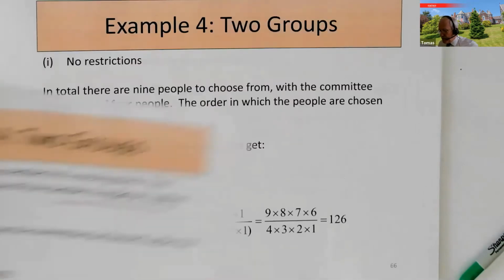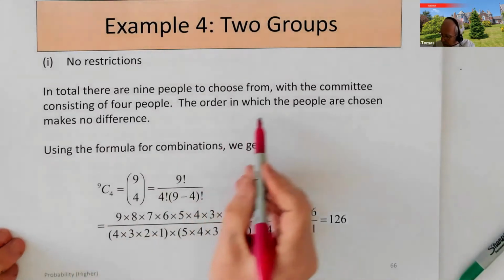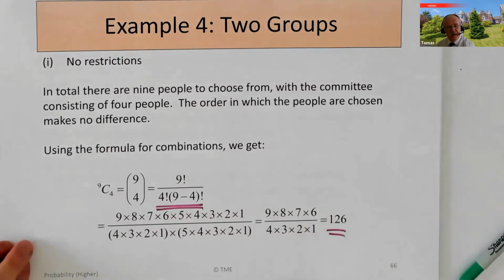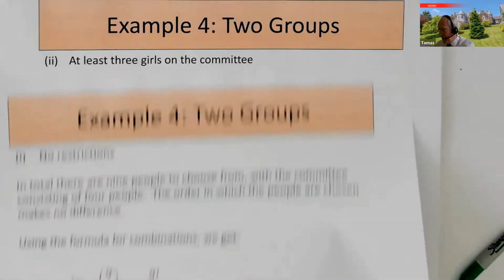So if there are no restrictions, it's 9 people to choose from. 4 I want to pick. 126 different ways. Okay.